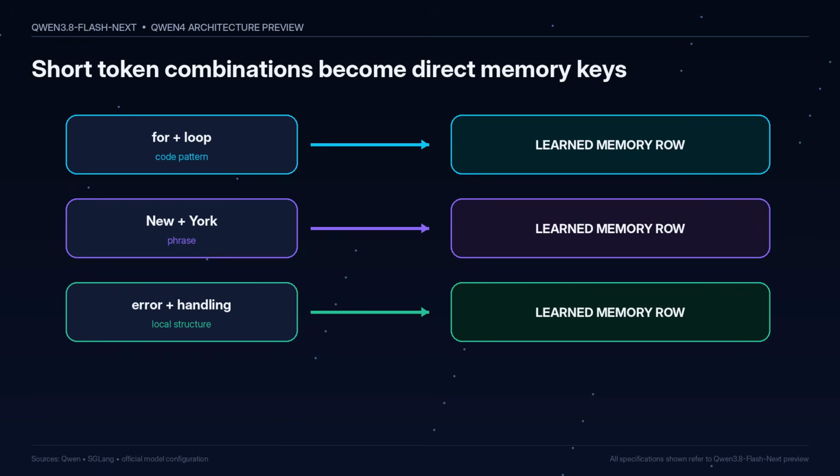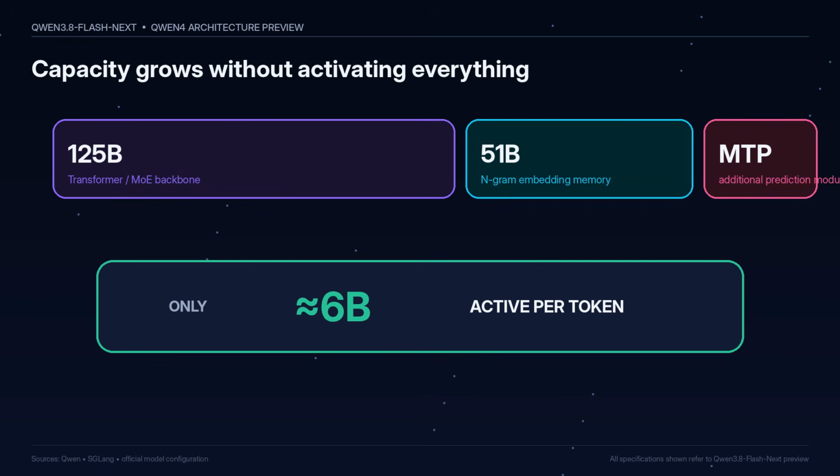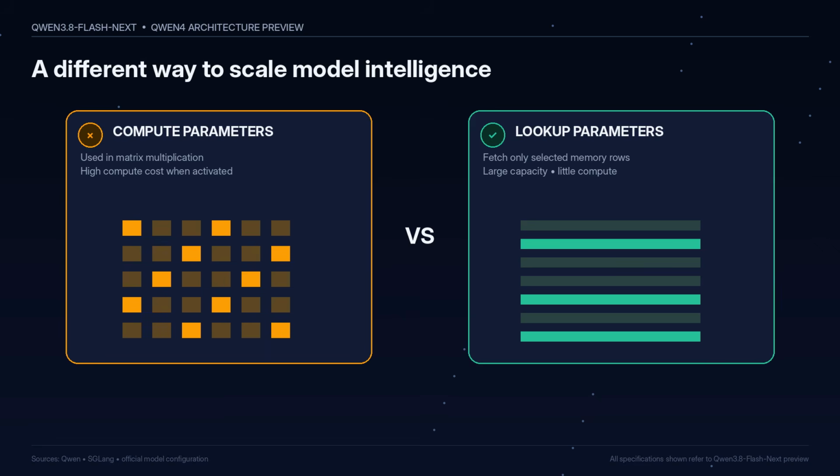In Qwen3.8 Flash Next, this is enormous. The transformer/MoE backbone contains around 125 billion parameters. Then Qwen adds another 51 billion parameters just for n-gram embeddings. And there is also an additional MTP component. Yet only around 6 billion parameters are activated for each token in the main model. This is a completely different way of thinking about scaling. Instead of saying, "We need every new parameter to participate in expensive matrix multiplication," Qwen is saying, "What if billions of parameters behave more like an enormous lookup memory?"